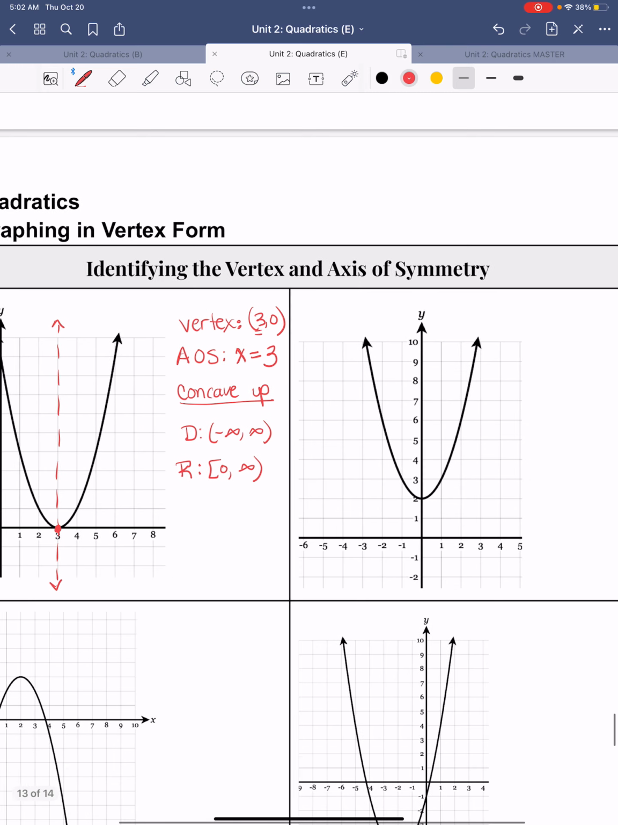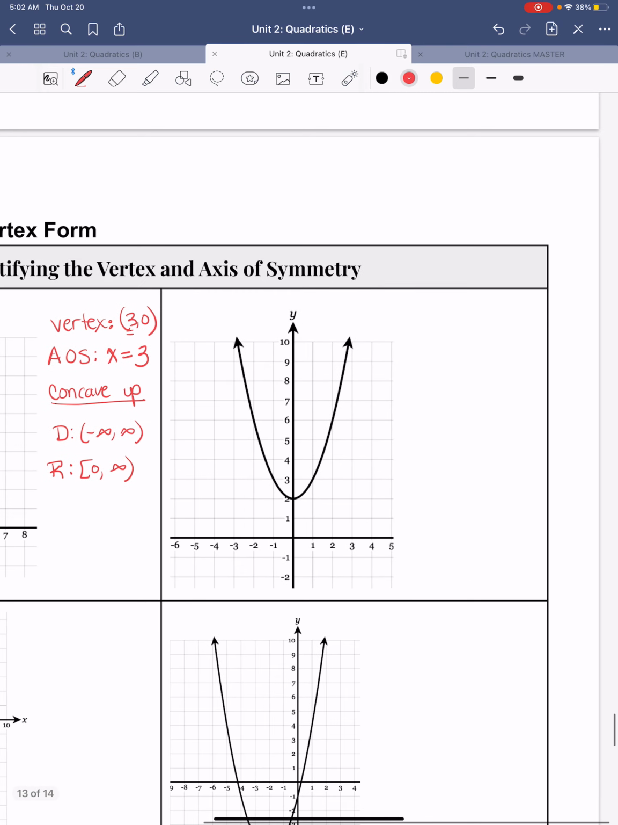Let's look at another one. For this one, notice that it's shifted up 2 units. So now my vertex is right here. I didn't move horizontally at all, I just moved vertically. And so my vertex is the point 0, 2. My axis of symmetry goes right through here, which is my line x equals 0. This function is concave up.